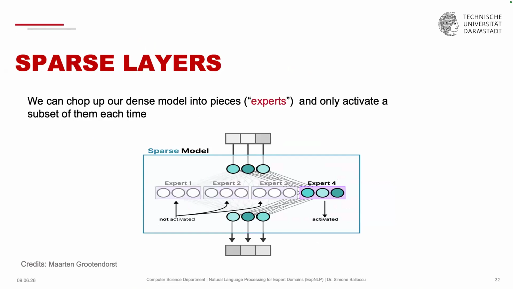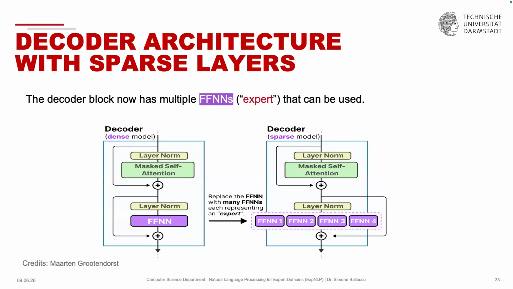Now, a sparse model, on the other hand, divides those parameters into experts. Each expert would be a subset of those parameters that you just saw in the previous slide. And we wouldn't activate all of the parameters for each pass. We only activate one or two experts, which would be a subset of the total parameters in the model. And looking into the transformer architecture once again, if we use experts, it looks something like this.